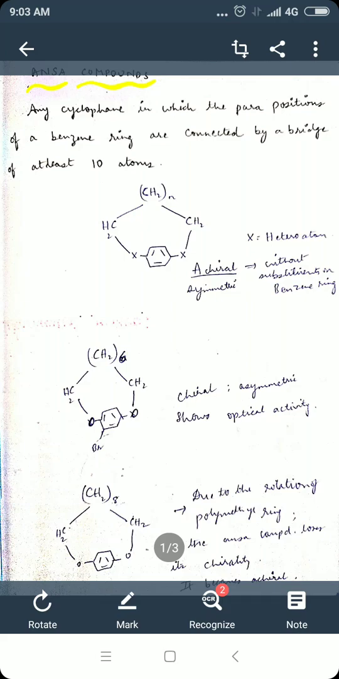Hi students, today we will learn about ANSA compounds.